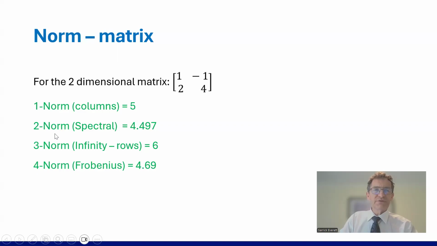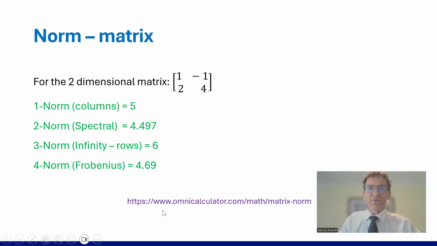These numbers are just commonly used when they refer to the norms. When you're given it as a question, I'll make it clear whether you're looking for the column norm, the spectral norm, the infinity norm, which is the rows, or the Frobenius norm. I'll make it as clear as possible so you know which one you're looking for.